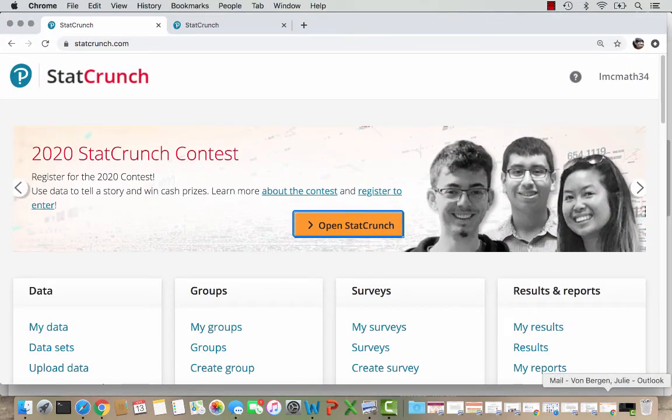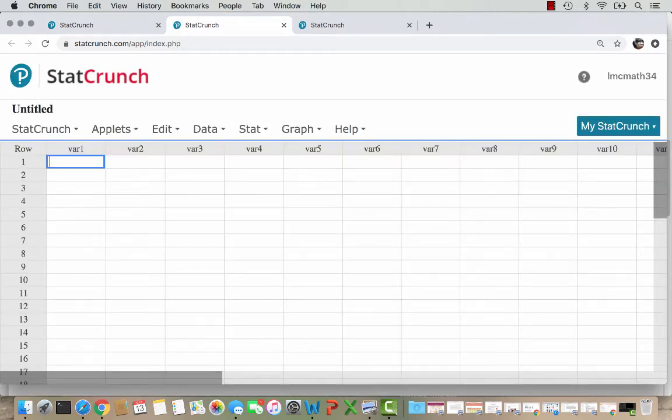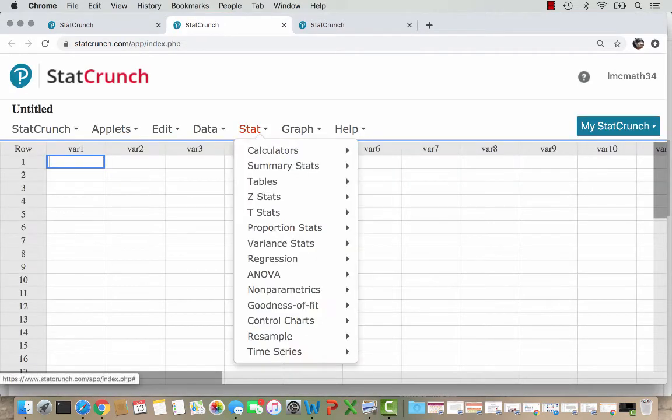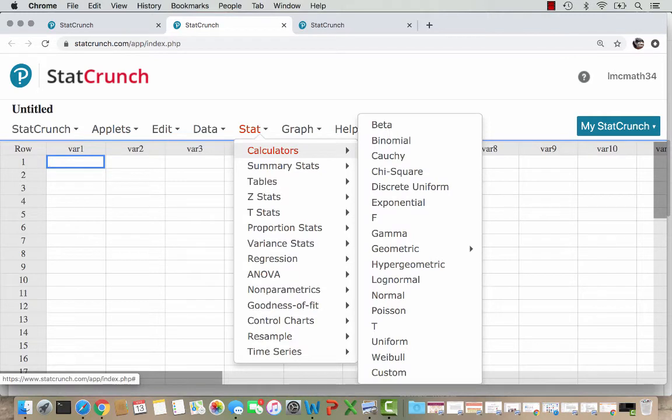So here I've got StatCrunch open in my browser. I'm just going to open a blank StatCrunch. And then I'm going to go Stat, Calculators. This is where we've worked with the normal calculator before, but I'm going to come over to the geometric calculator and choose number of trials.